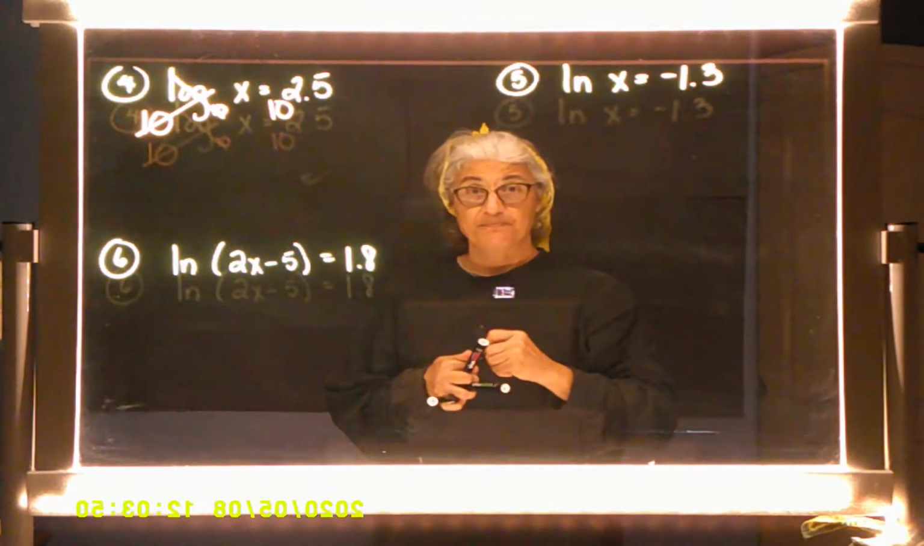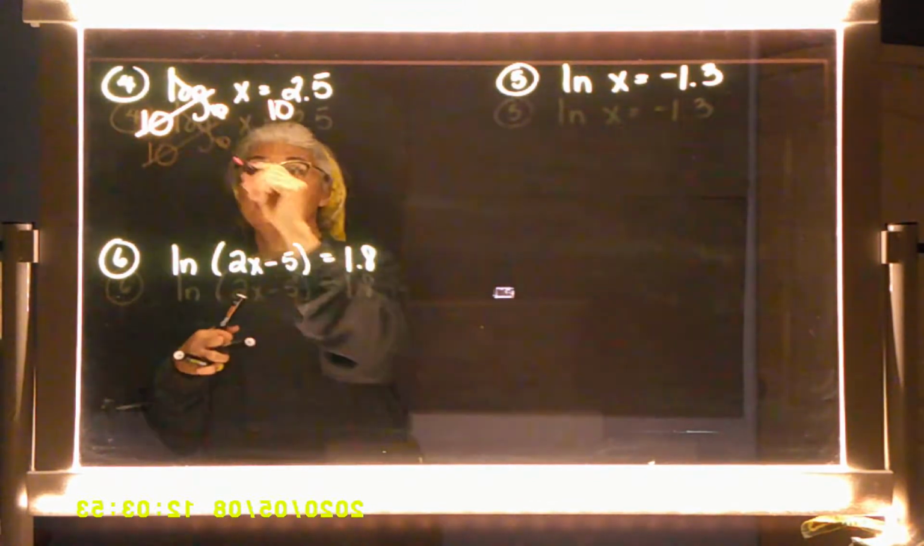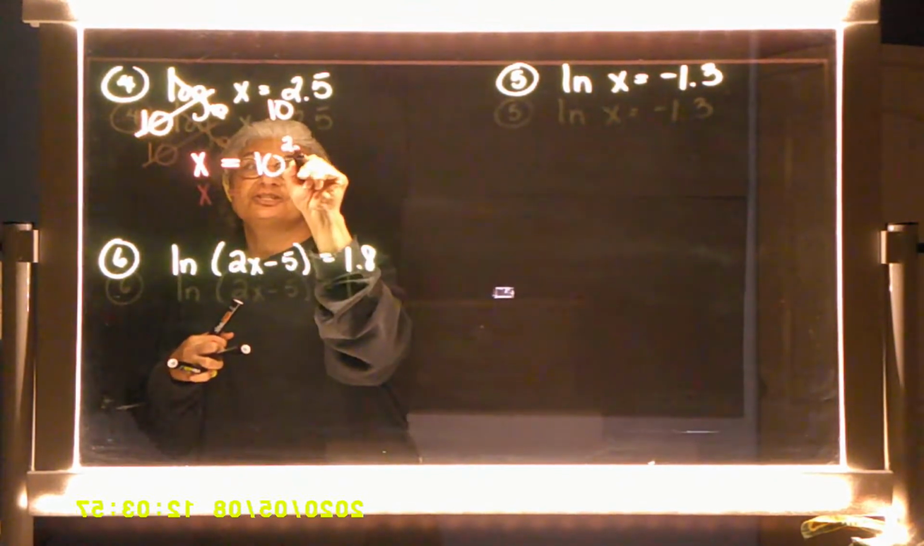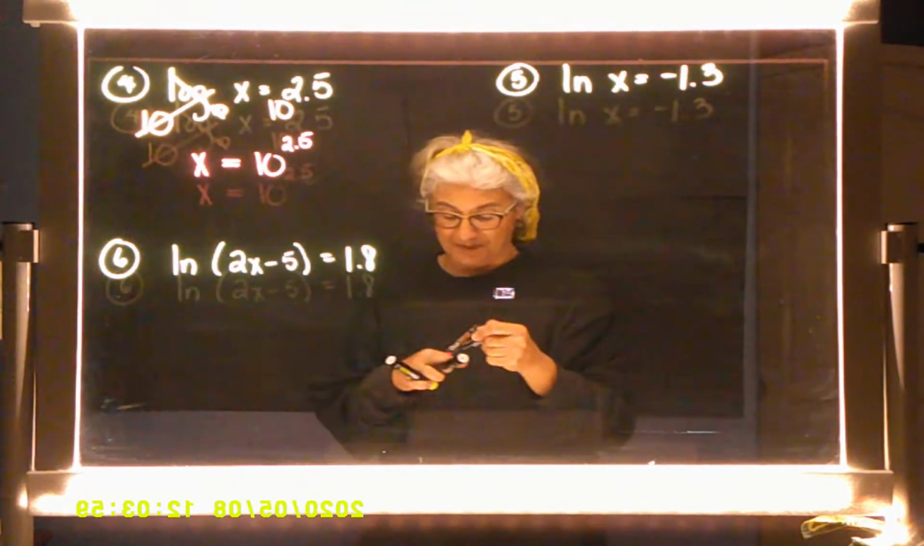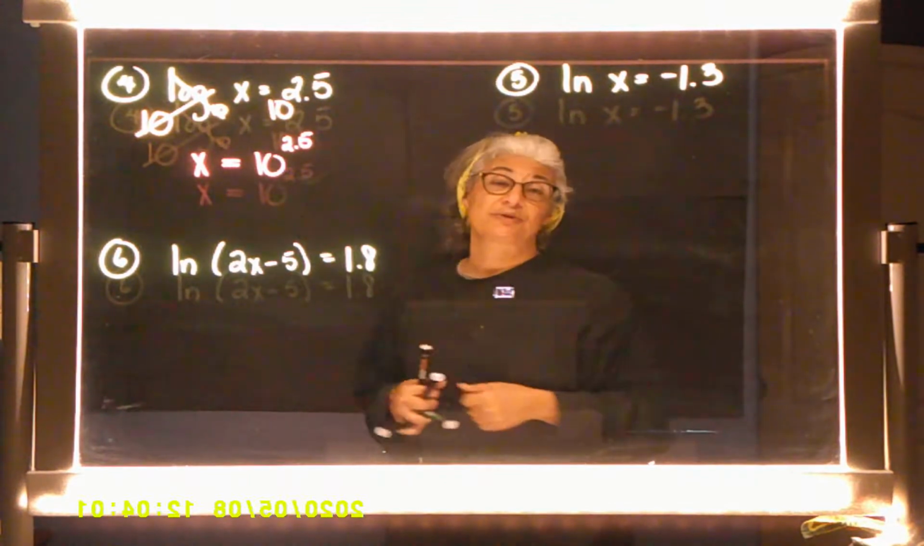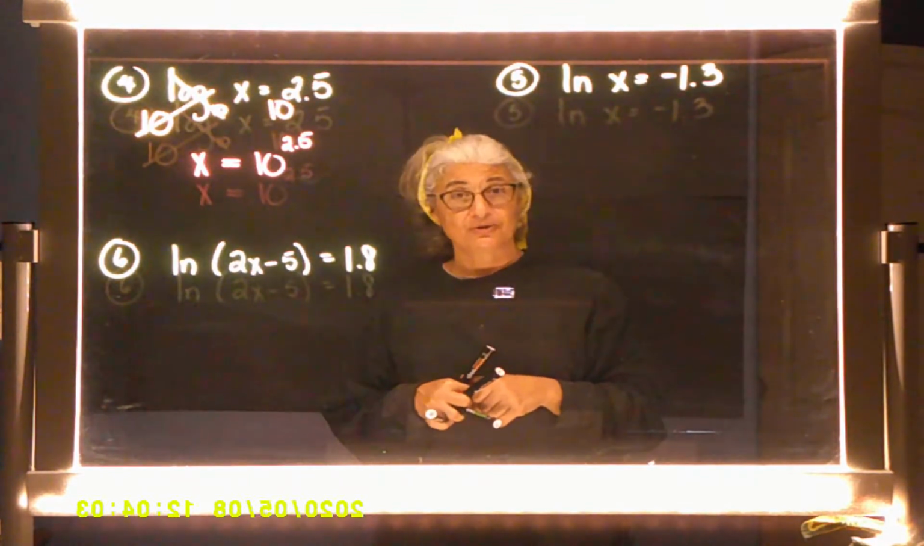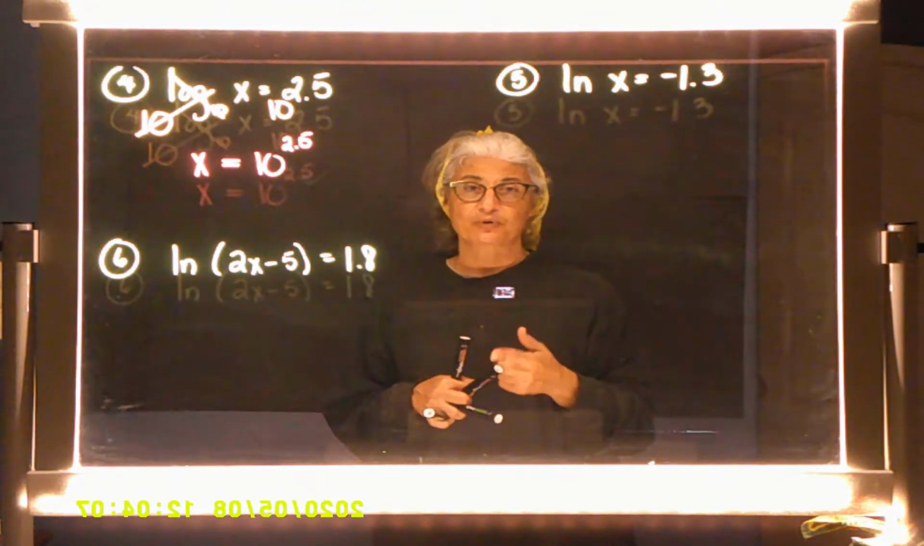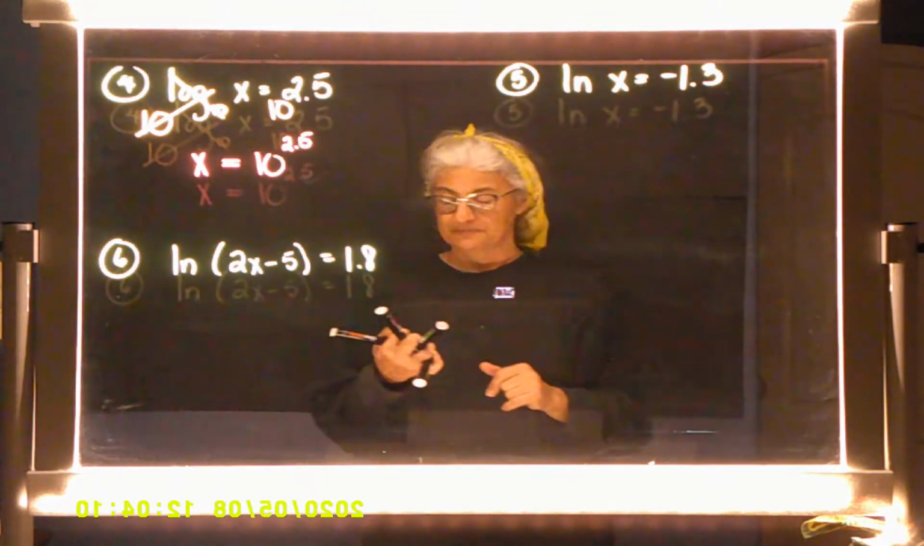Are you with me? So notice what remains. On the left remains x, on the right is just 10 to the 2.5. And since they don't want a decimal, that's what they're going to get from me. Cool? X is by itself. We're good. Does that make sense? Okay. Look at number 5.